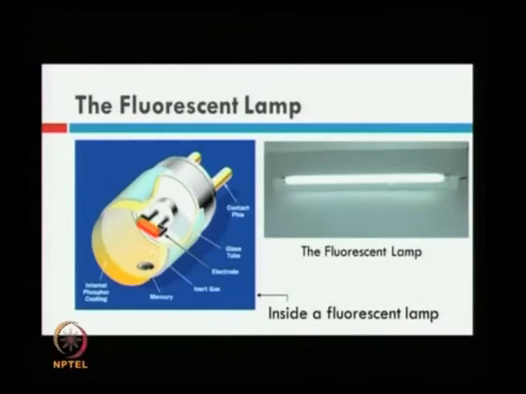A fluorescent lamp consists mainly of a glass tube with an internal phosphor coating, two electrodes, contact pins, argon, and a drop of mercury.